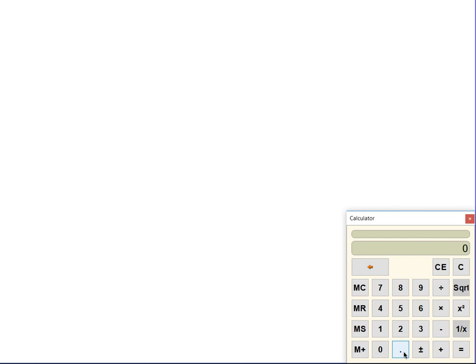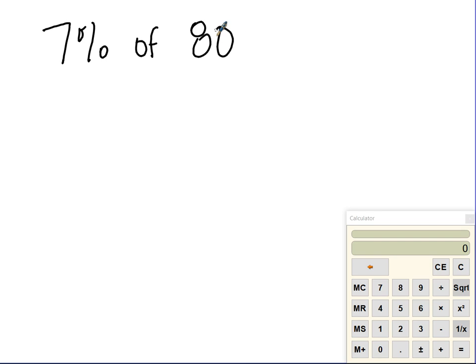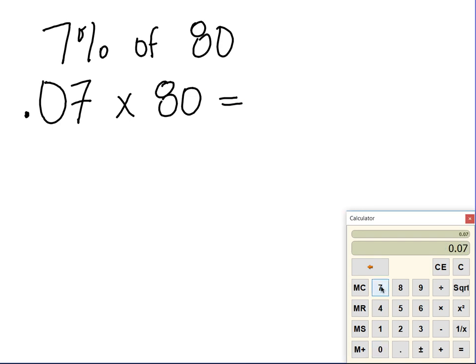So let's find 7% of 80. We are going to multiply 0.07, because if we multiply by 0.7, that'd be 70%, times 80, which equals 5.6. Simple enough, right? Hopefully.